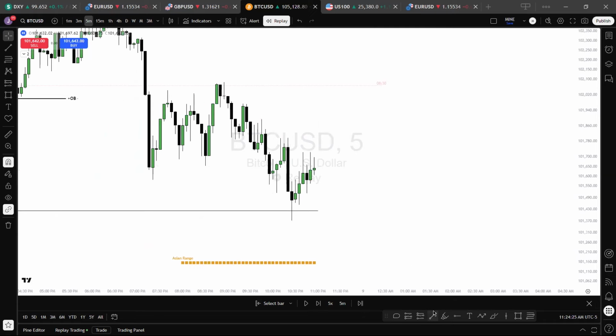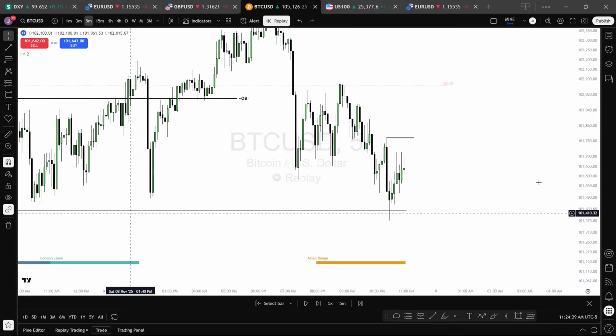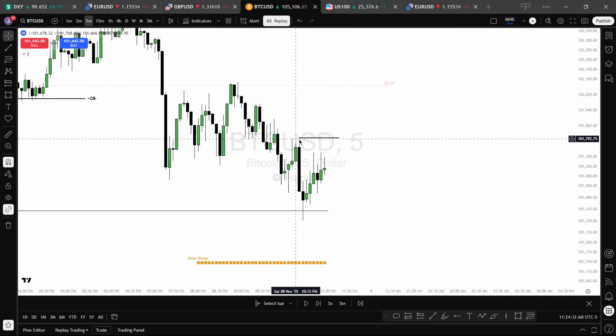So we're looking to see this high broken. Why this high? Because this is the last swing that took liquidity. This is the last swing, and it began here. How did we know it began from here? Because the 3-candle pattern is being formed. This candle at the middle is higher than the candle by the left and the candle by the right.